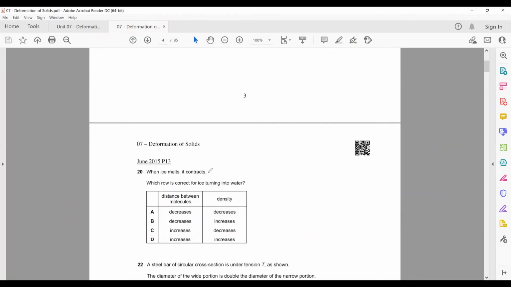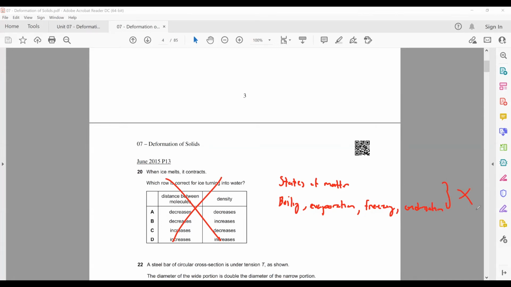Okay, when ice melts, it contracts. Which rule is correct for ice turning into water? This is not in your syllabus anymore. Okay, states of matter, and then things like boiling, evaporation, freezing, condensation, etc. This is no longer inside your syllabus.